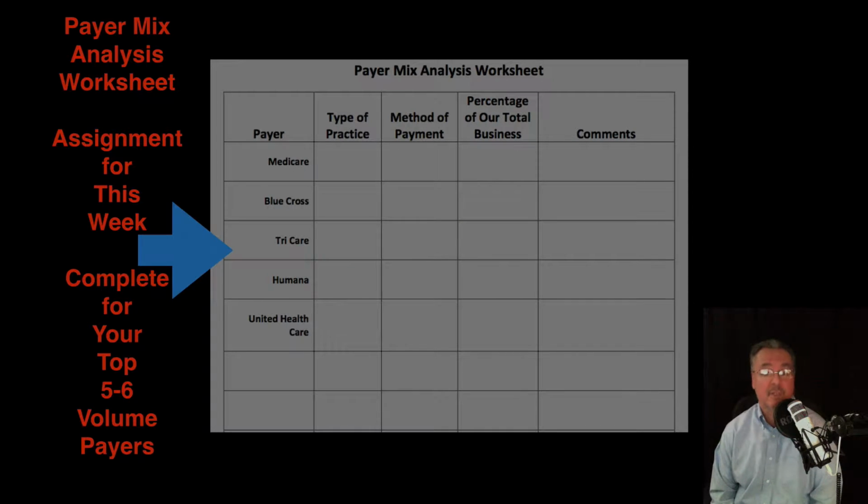As part of your assignment this week, you'll be completing the payer mix analysis worksheet for your top 5 or 6 payers based on volume. So I would encourage you to do that based on visits. And here you want to identify what's the type of practice that you're in. What is the method of payment? For example, a fee schedule, or based on a variety of units, or possibly a fee schedule based on visits. How is it that they decide how to pay you? And then what percentage of your total business, based on the number of visits in this case, is each one of these?